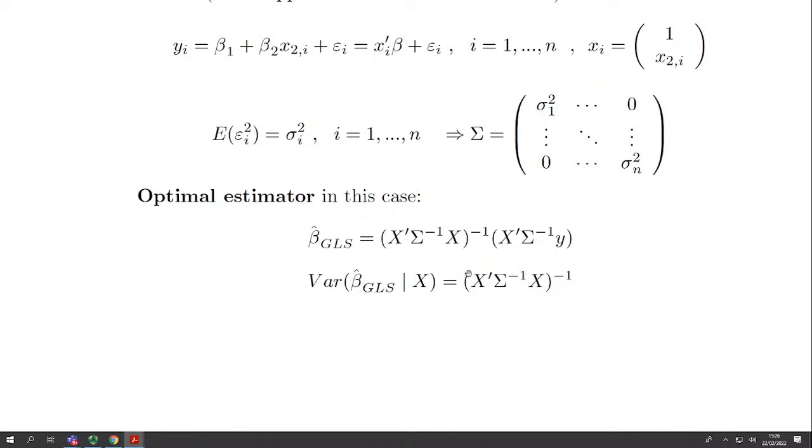Now we know that the estimator we should use in this framework is this one, and we should take the standard error from this variance covariance matrix. But the problem here is that we don't know the sigma square 1, 2, 3, and so on. So that's why we say it is a virtual estimator. So one question is, what can I do now? And it is exactly what I want to discuss with you.